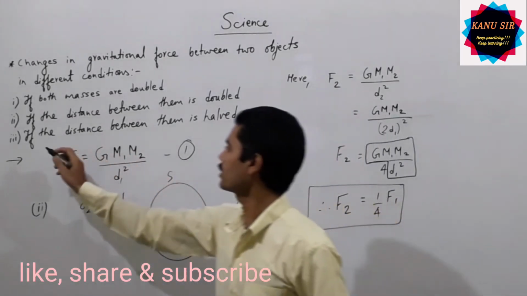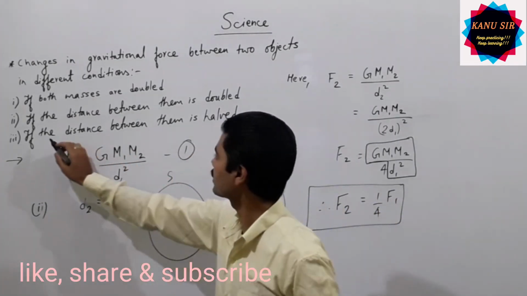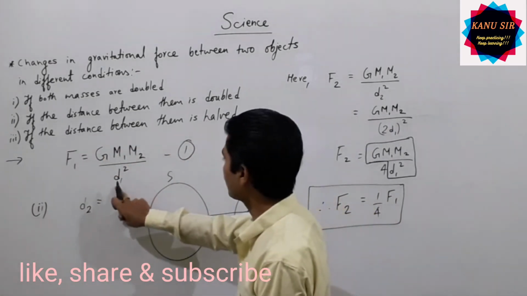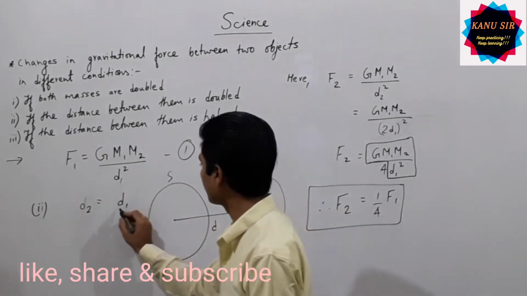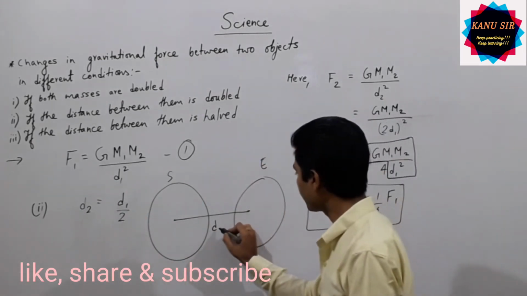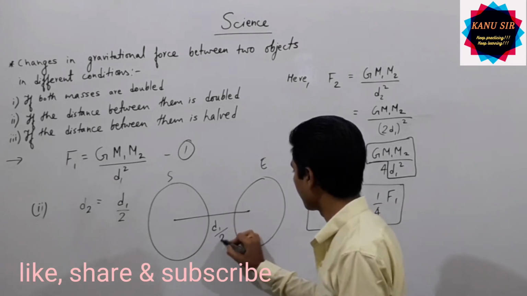Now let us go to the third condition. In the third condition, it is said that if the distance between them is half. Previously the distance was d1 and the new distance will be just half of d1, that is d1 by 2. So in place of writing d1 now, we have to write here d1 by 2.